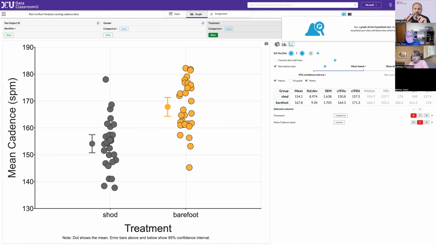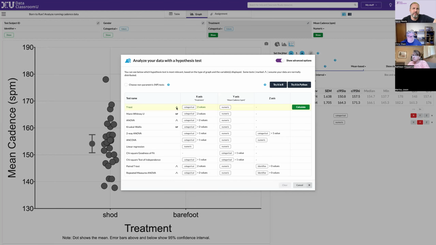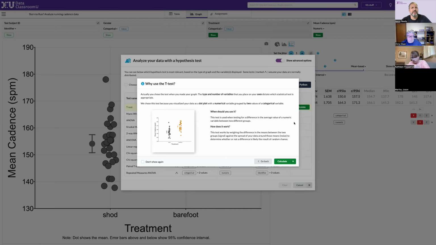We can know basically you're comparing a number across two categories in this case. And so it will suggest a t-test if we're assuming normally distributed data. This table is explaining that logic. When we click calculate, it's giving us that pop-up here where it's saying, this is the test used to test for a difference in the average value of a numeric variable between two different groups.